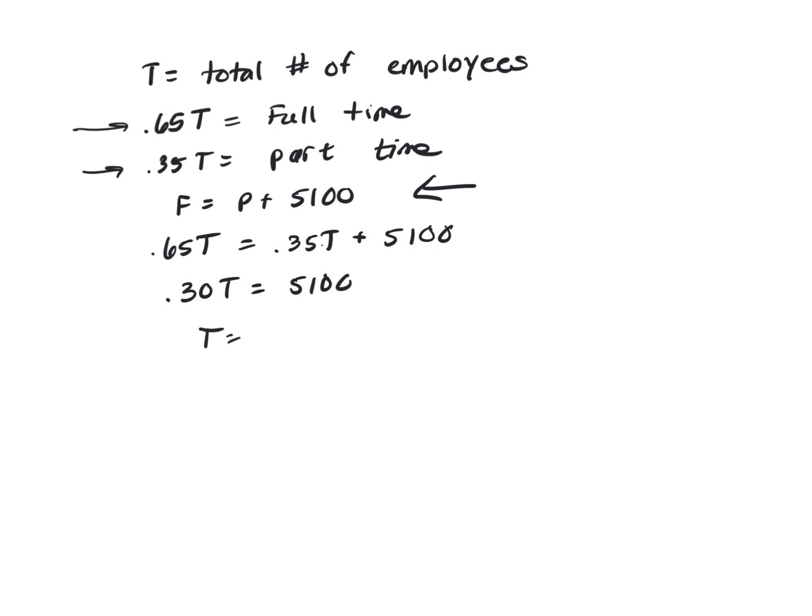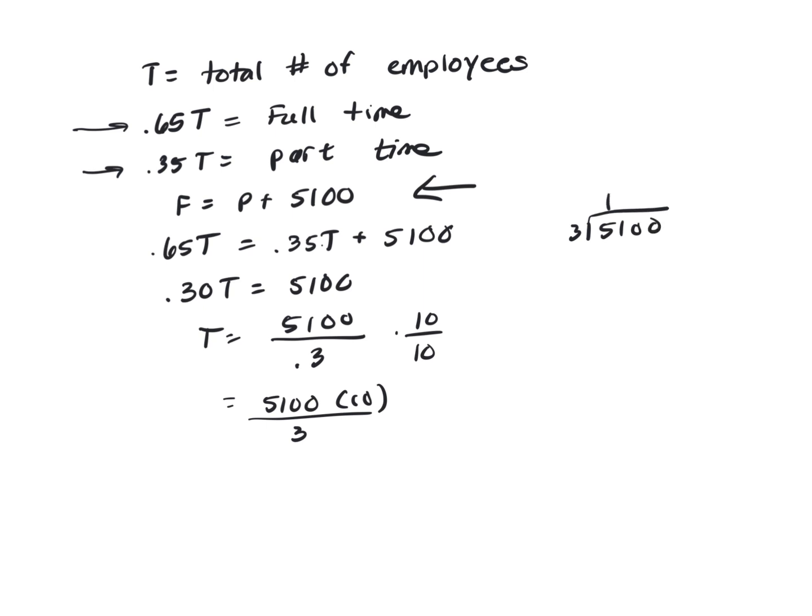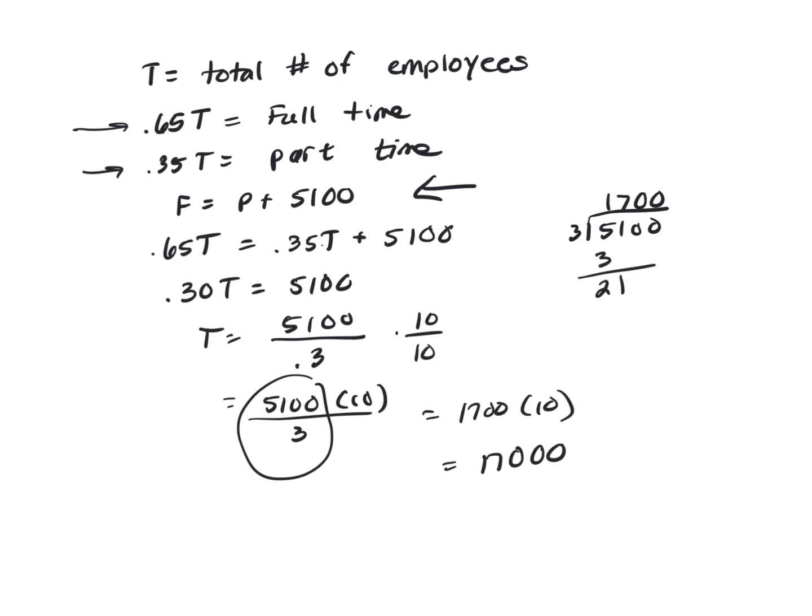And T will equal 5,100 divided by 0.3. I'm going to drop the 0 from 0.3. Now, I'm going to multiply top and bottom by 10, and that gives me 5,100 times 10 over 3. I didn't want to divide that decimal. Now, either divide in your head or go on the side of your paper and do 3 into 5,100. That's 1, 3, 21. That's going to be 1,700. So this piece here is 1,700, but you've got it times 10, so 17,000 equals T.